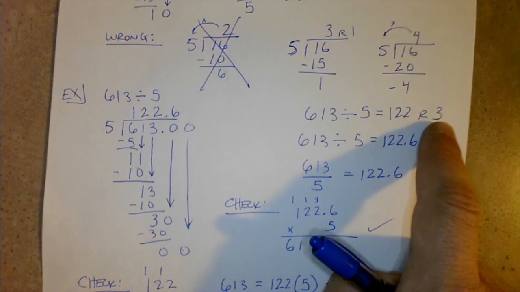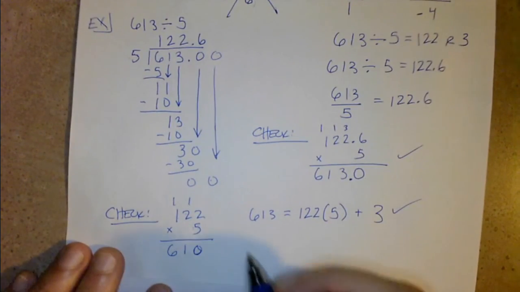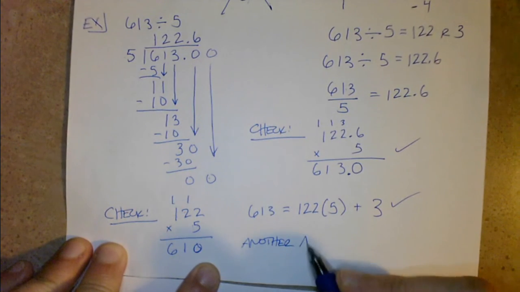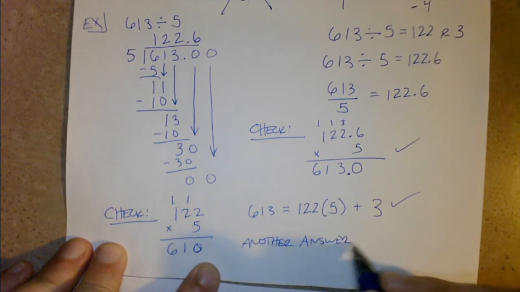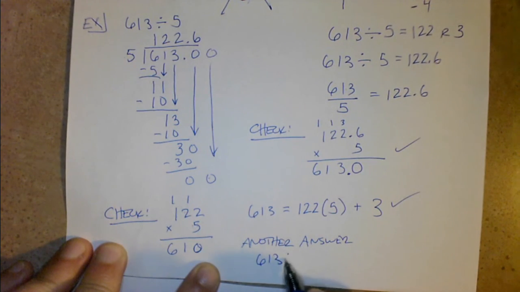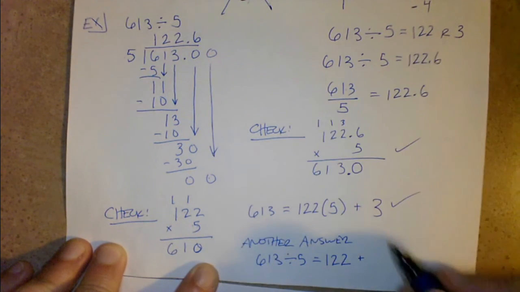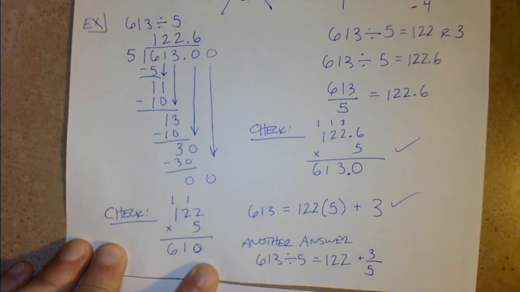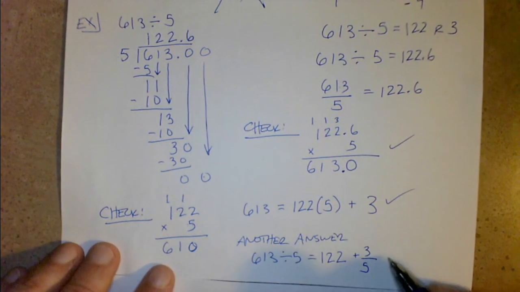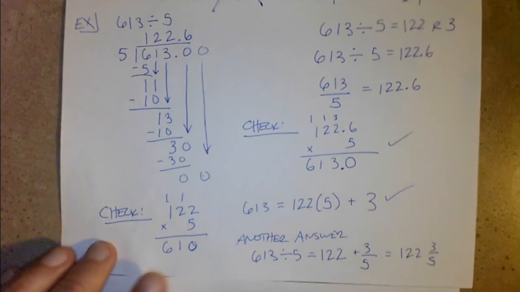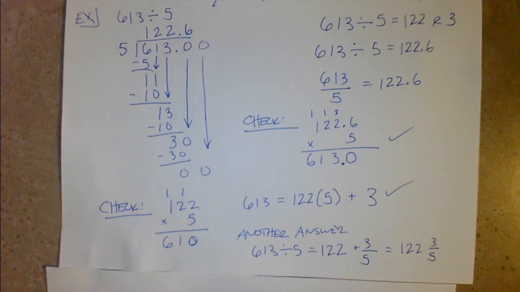And the way that we write that is a fraction, where we could say, so another answer, 613 divided by 5 is 122, and then plus the remainder 3 over 5, or 122 and 3/5. All right, that's the non-plus way of writing that as our answer.